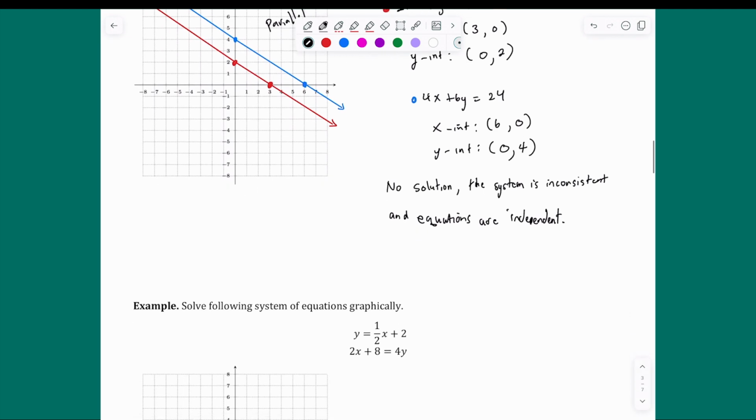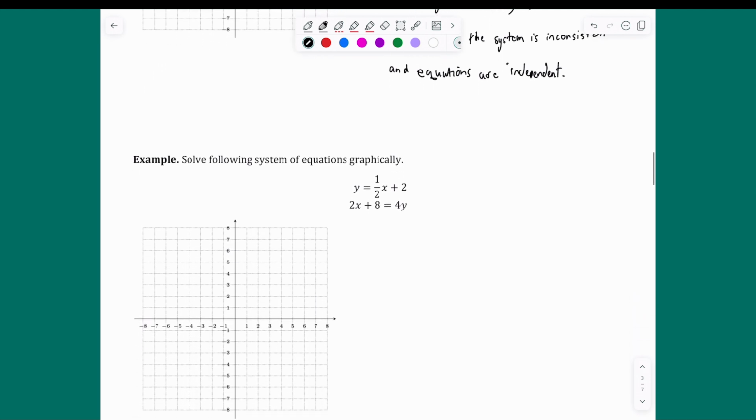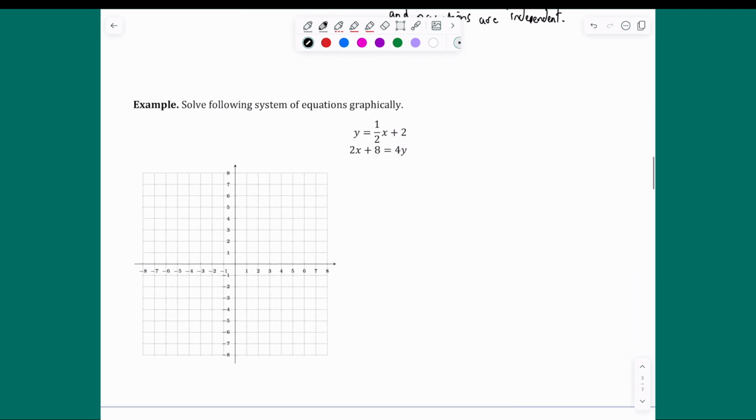The next example: we're going to solve the following system of equations graphically. We have y equal to 1/2 x plus 2. The next equation is 2x plus 8 equal to 4y. And so for the first equation, we're given basically its slope. So we see that the slope is 1/2 and the y-intercept is 0, 2.